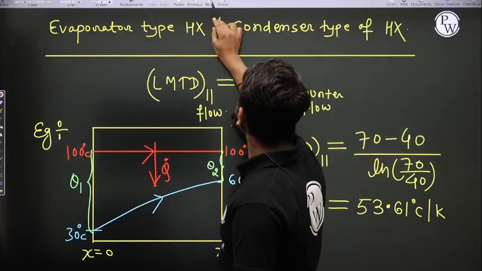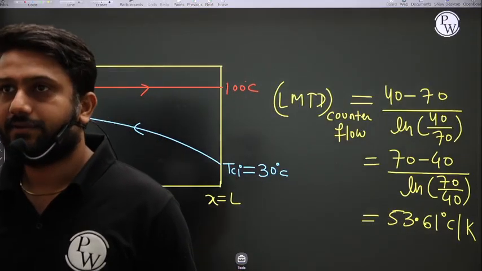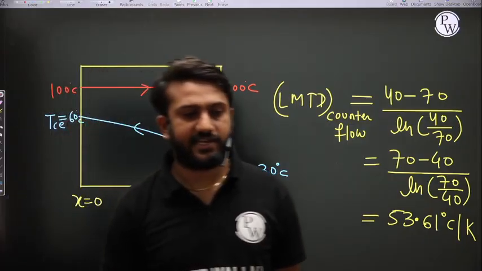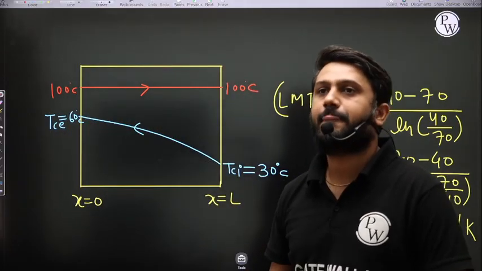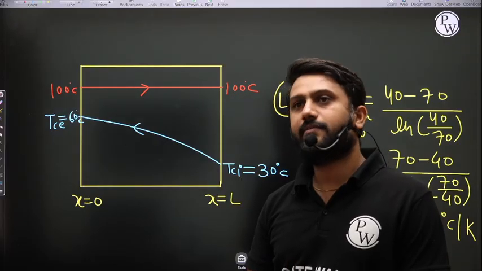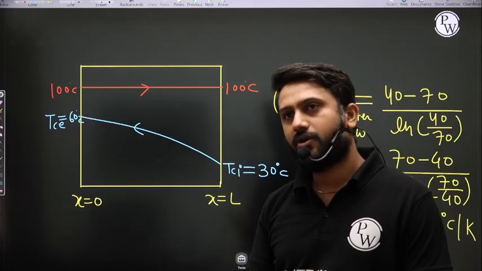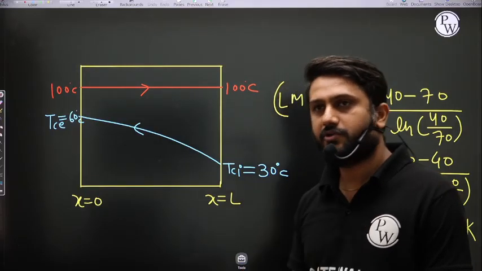53.61 degrees Celsius or Kelvin. Is it clear? So in a phase change heat exchanger, if phase change of one fluid occurs, then it is immaterial whether the flow in that heat exchanger is parallel flow or counter flow. It is immaterial because you are getting the same LMTD.